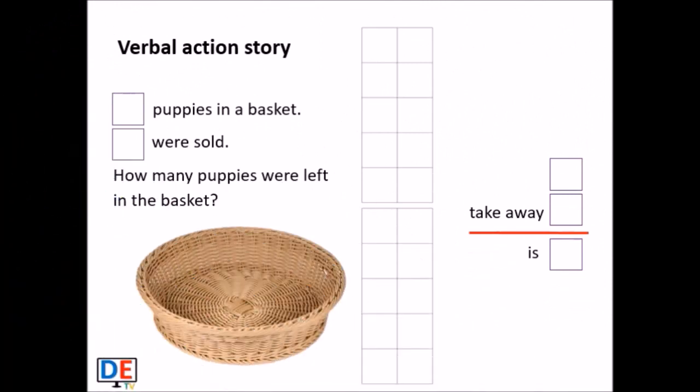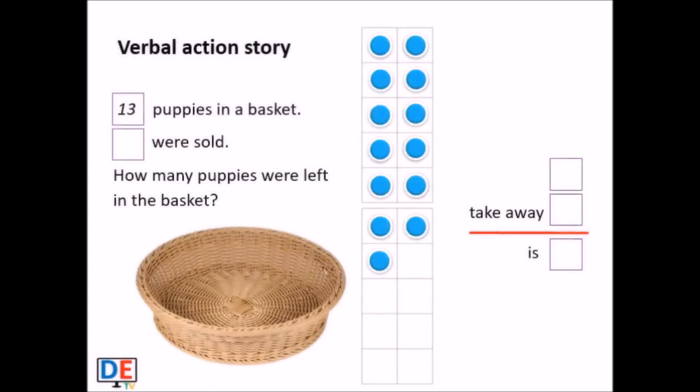When starting a verbal action story, it is important to discuss the context for the story, and in this case, it's puppies in a basket. Write a number in the first box. The verbal action story now reads 13 puppies in a basket. Place 13 counters of one colour on the 10 frames to represent the 13 puppies in a basket.